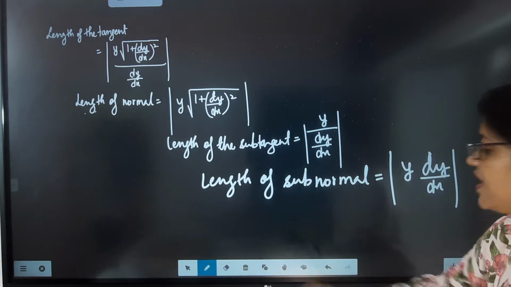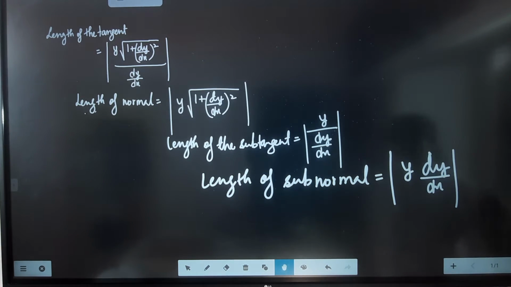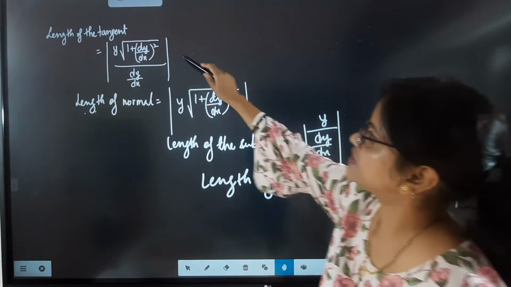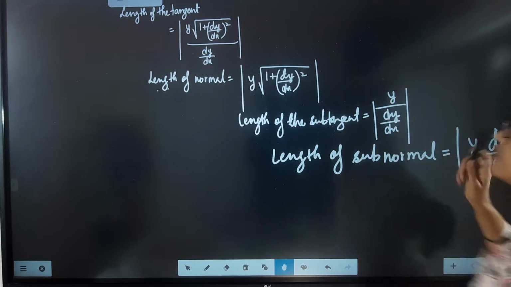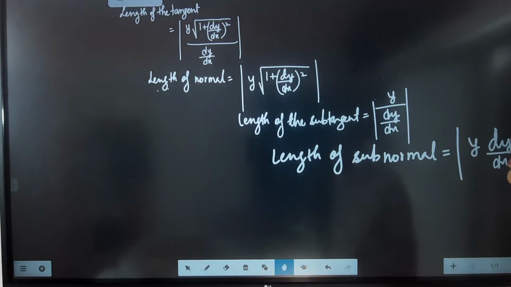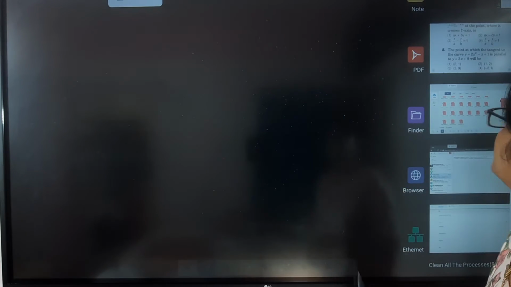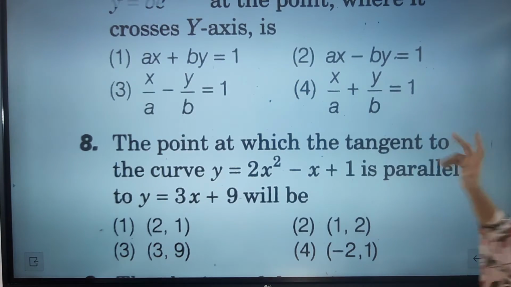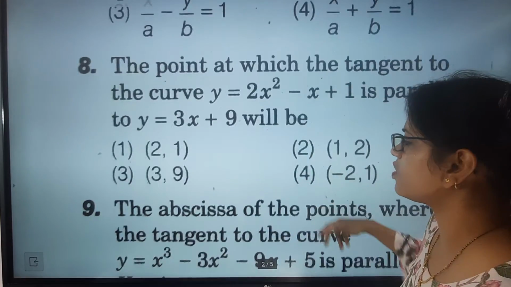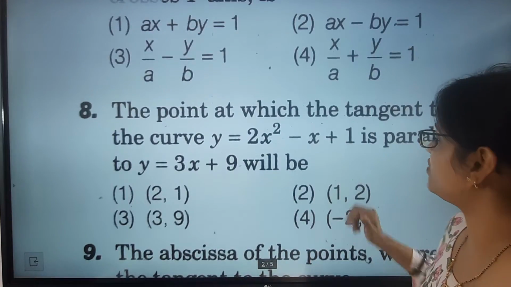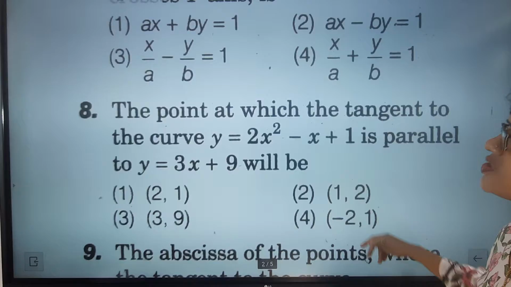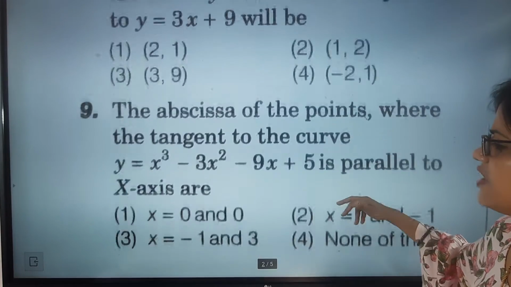Now what next do we have to do? Shall we see some questions related to it? Because now we have seen the length of tangent, the length of normal, the length of subtangent, and the length of subnormal. Okay, so shall we start our work? Now one question is given to you. We have seen the length of subtangent and subnormal. Now which question are we on? I think we are at question number 8, as in the previous video we finished up to there.